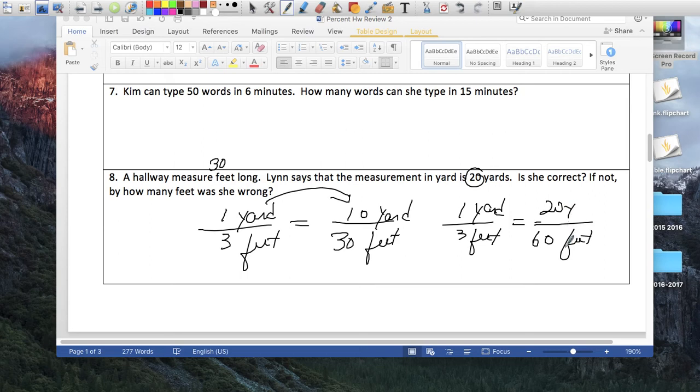20 yards is the same thing as 60 feet. She said that it was 30. She was off by 30 because this is how much it came out to be. Okay. This is what 20 yards is, 60 feet. So she was nowhere close. Her guess was completely wrong. Okay. So she overshot by 30 feet.